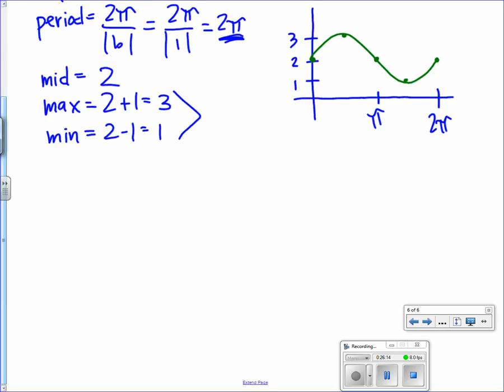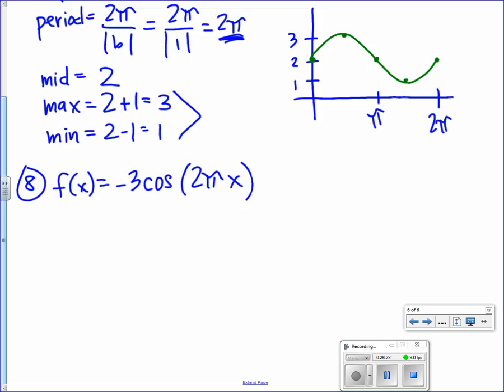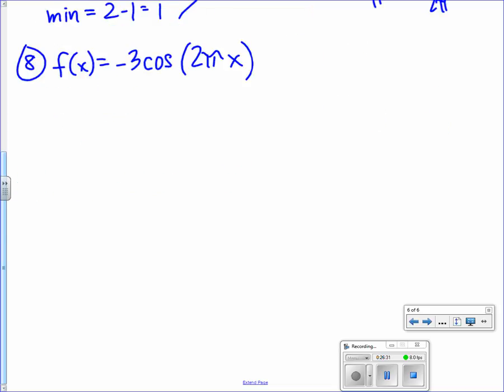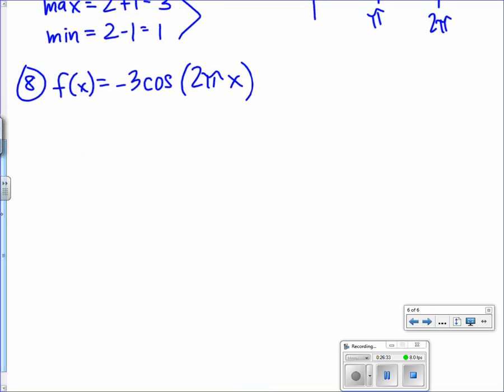Okay, how about we do 8? Okay, number 8. I know we're skipping around. Sorry if that bothers anybody. Okay, so let's see how fast we can do this while still understanding it.